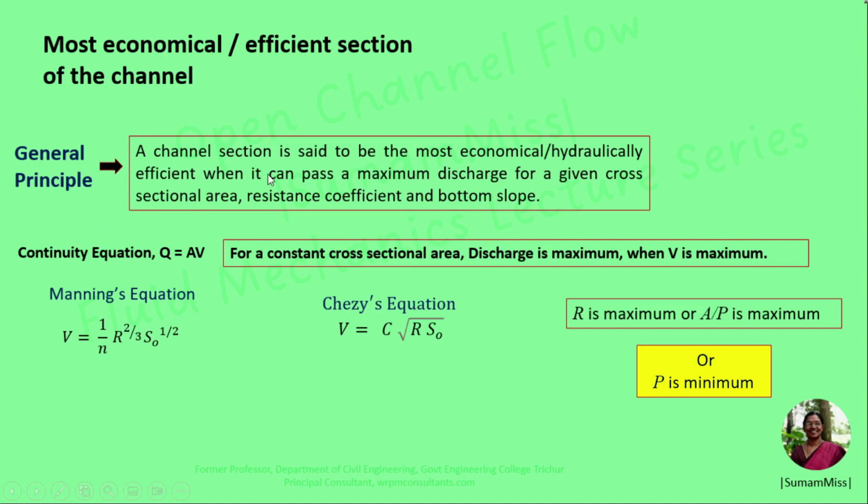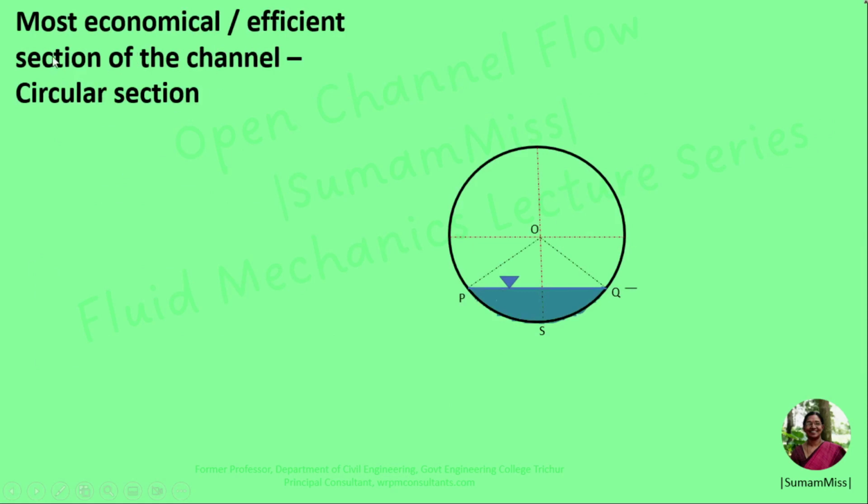So that means a channel section is said to be most economical or hydraulically efficient when wetted perimeter P is minimum. Now let me discuss the most economical or efficient section of the circular section. The figure shows a circular channel with the flow depth y and radius r. Theta is the angle subtended by the water surface PQ at the center.